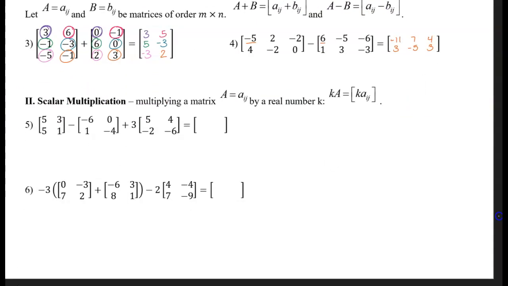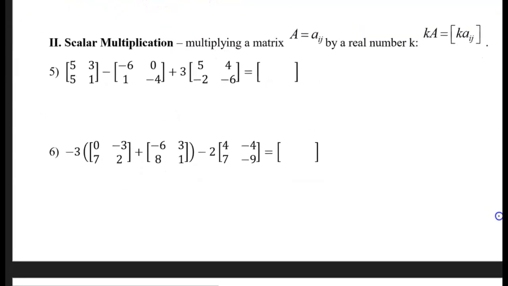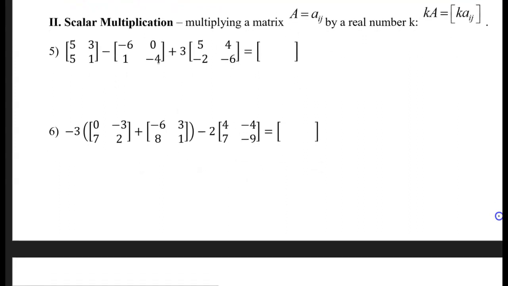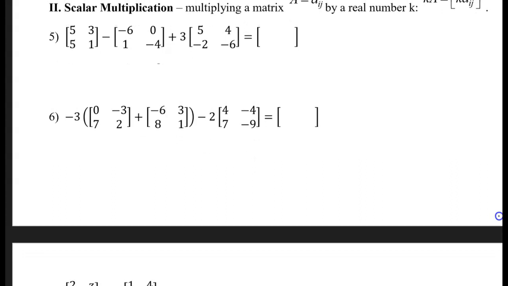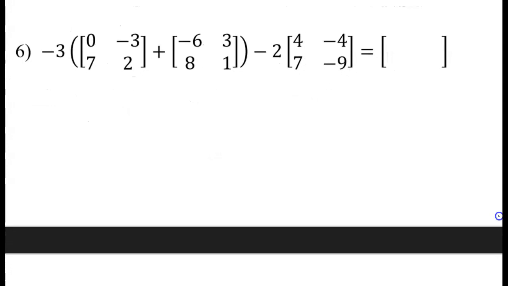Okay, so now we're going to do a little bit more complex. I think I might skip number 5 and just, yeah, I don't think it's really needed. Let's just go over the harder one, number 6. All right, so like I said, order of operations still applies to matrices. So in this case, what do you think we should do first here?